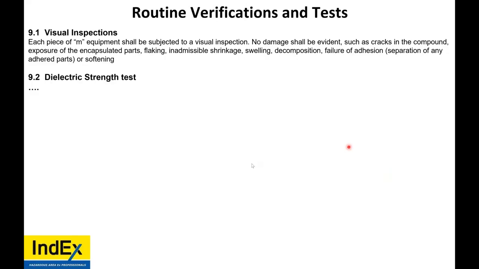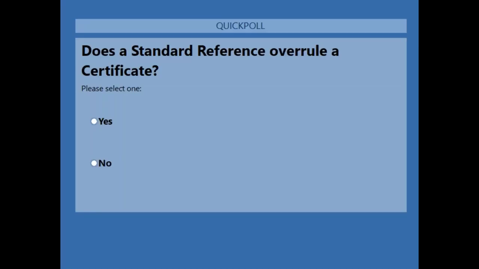Next question. Does a standard reference, let's say 9.1 visual inspections, if it tells you something different than the certificate, does the standard overrule the certificate?